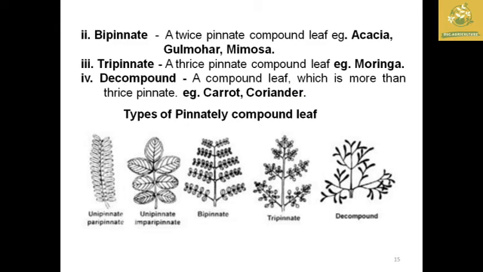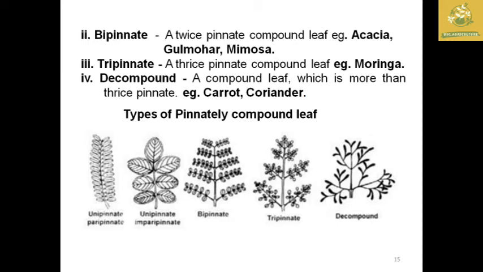And bipinnate. While talking about the bipinnate, the leaves have secondary rachis parallel to each other, and they also have parallel leaflets. You can see that in the bipinnate picture. So a twice pinnate structure is formed in the compound leaf. Examples are acacia, gulmohar, mimosa.